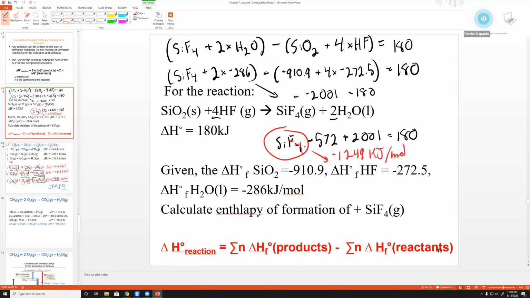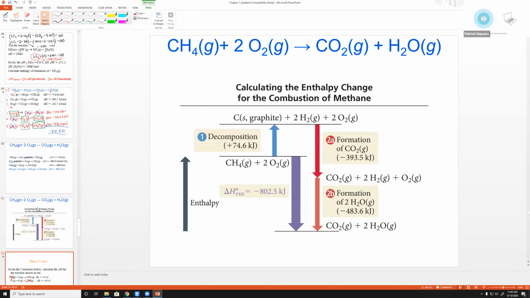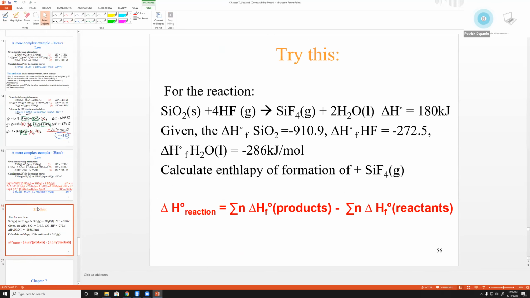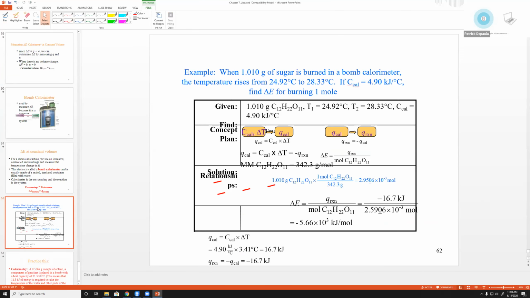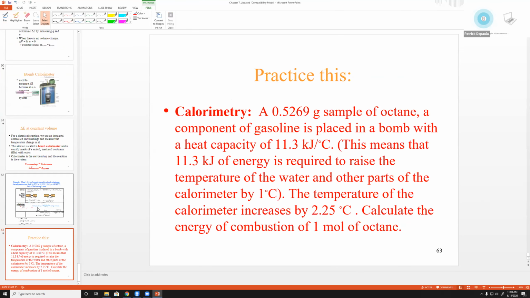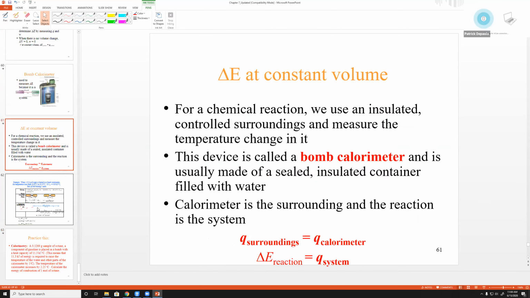Any questions on that? So you basically use the sum of the products minus the sum of the reactants, and you can get your enthalpy change in the reaction. Okay. So are there any other questions on anything? The rest of the chapter is just calorimetry, which we just did. Basically, you're just doing q equals mcΔT. You have some practice examples, whatever.